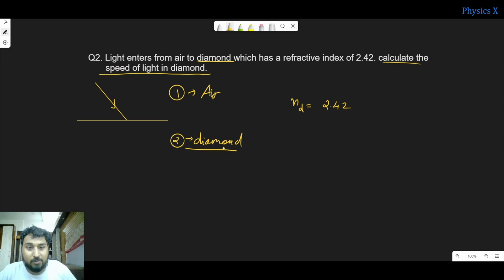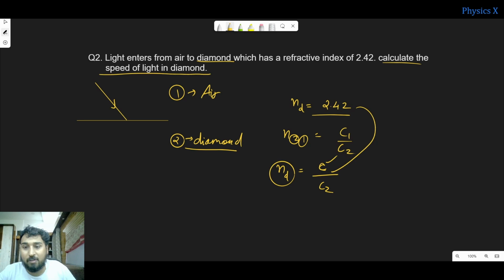So according to this, n21, right? What is it? c1 by c2. So we know that 2 is what here? Our diamond only, right? And 1 is what? Air. So it is n equal to c by c2. So this is c we know, and n we know. So we will just use the values here.